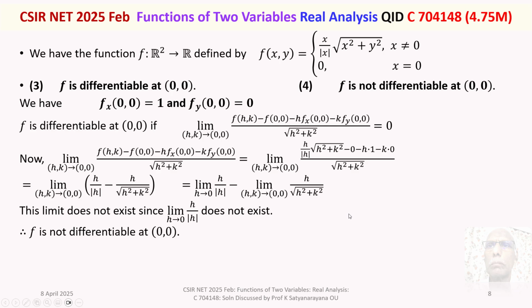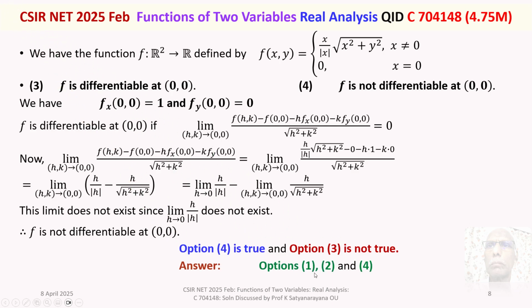So option 3 is not true, option 4 is true. Option 4 is true and option 3 is not true. Right. The answer to this question is options 1, 2 and 4, and that is the detailed discussion of the solution of the given problem from real analysis, which is related to the concepts of functions of two real variables.